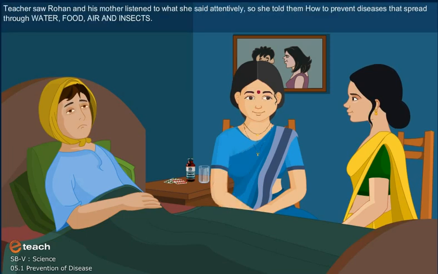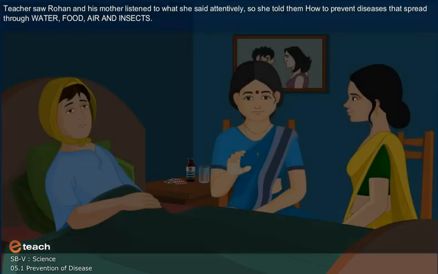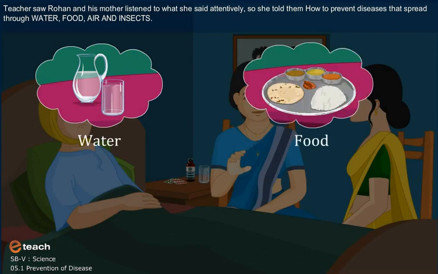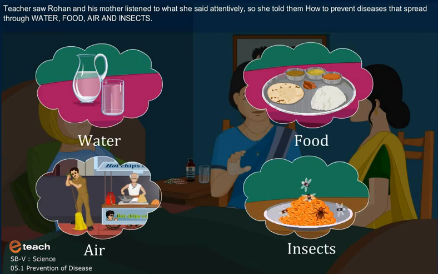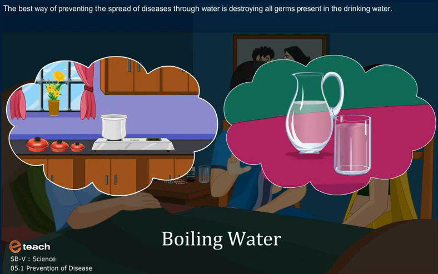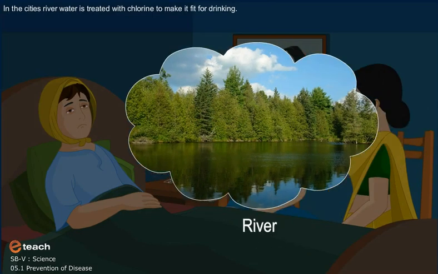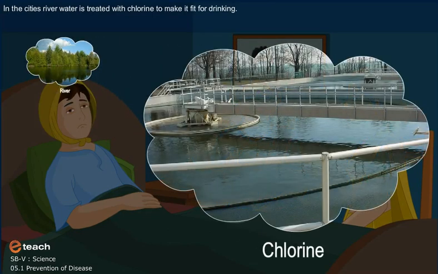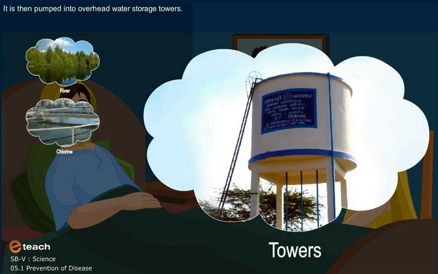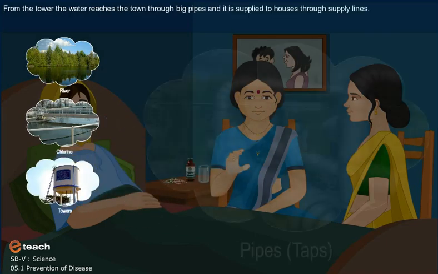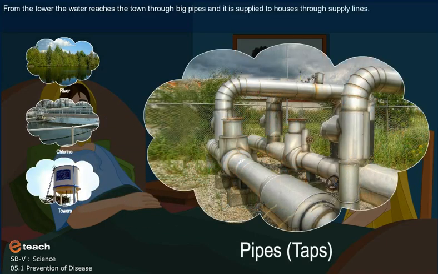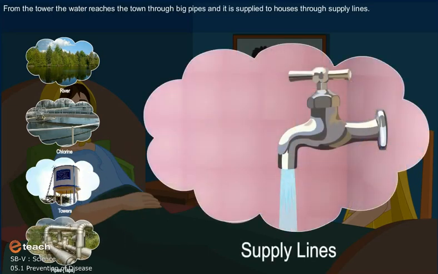Teacher saw Rohan and his mother listened to what she said attentively. So she told them how to prevent diseases that spread through water, food, air, and insects. The best way of preventing the spread of diseases through water is destroying all germs present in the drinking water. In the cities, river water is treated with chlorine to make it fit for drinking. It is then pumped into overhead water storage towers. From the tower, the water reaches the town through big pipes and it is supplied to houses through supply lines.